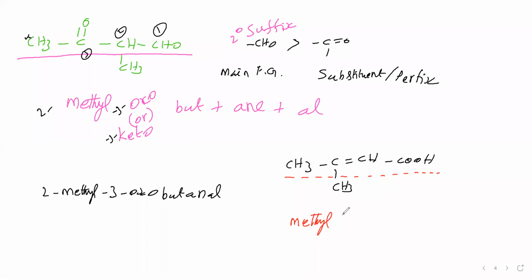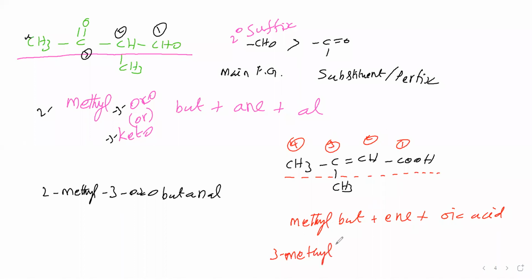Then the parent chain contains 4 carbon atoms, but. C-C double bond, therefore ene, and carboxylic acid is the secondary suffix, that is oic acid. We give the numbering, number 1 here, number 2, 3, 4. Therefore methyl position is 3. Double bond position is 2, therefore 2-ene. Carboxylic acid position 1 we need not mention. So 3-methylbut-2-enoic acid is the name of this compound.